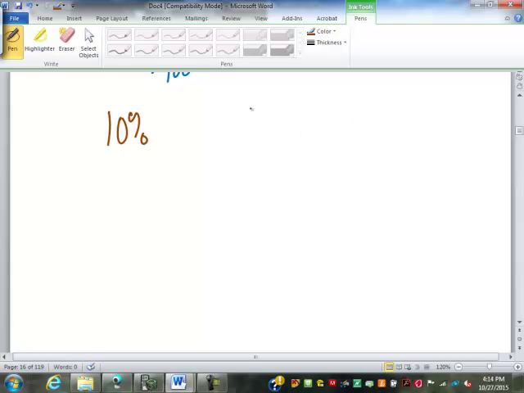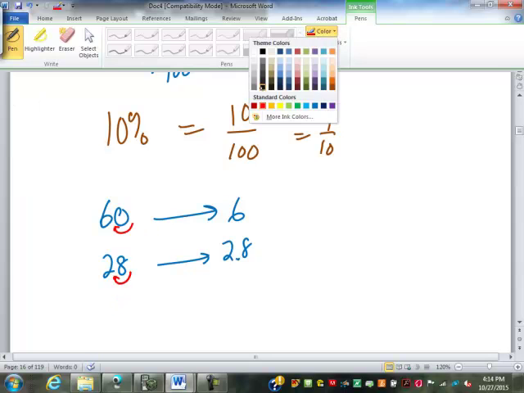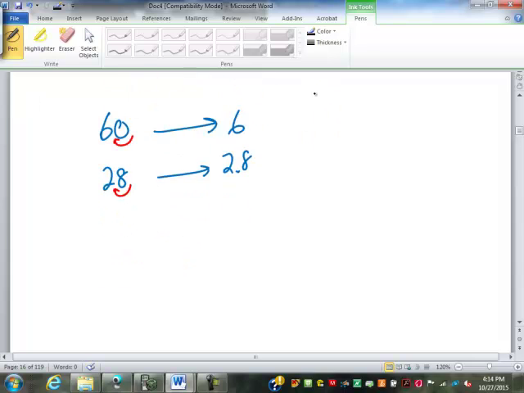10%, for example, means 10 out of 100. Now 10 out of 100 is 1/10. To find 1/10 of something, it's pretty simple. What is 1/10 of 60? 6. 1/10 of 28. 2.8. How did we get those numbers so quickly? They're dividing by 10. When you divide by 10, all you're doing is moving a decimal point, right? Move it over 1, 60 becomes 6. 28 becomes 2.8. So 10% of something is just moving the decimal point.